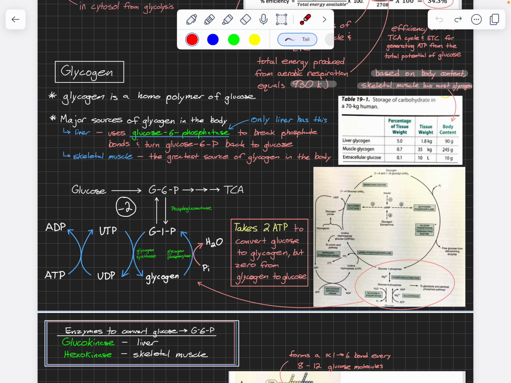And what we need to know in reference to ATP is it takes 2 ATP to convert glucose right here into glycogen all the way down here. But to go from glycogen back to glucose, it does not consume any ATP. It's a pretty standalone process.